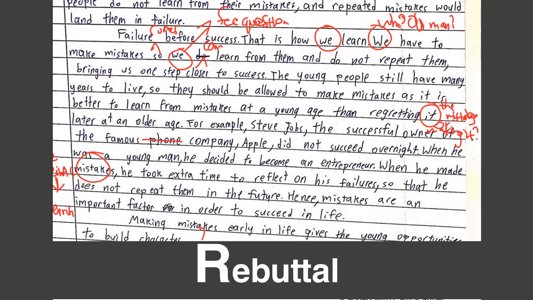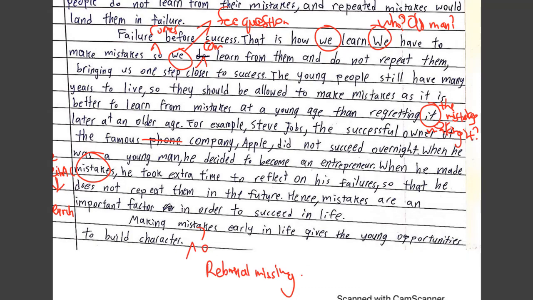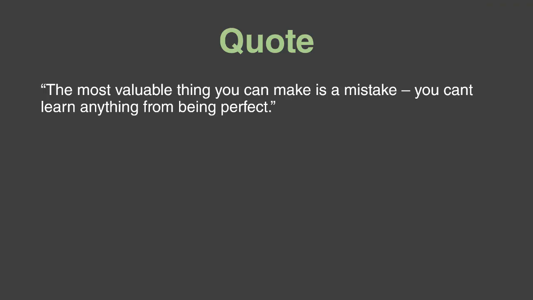Making mistakes early in life give the youth opportunities to build character. It's a positive point. There's no rebuttal at all. So my question, where is the rebuttal? Let's move on. So you're supposed to write 2 paragraphs. One is on supporting, the other one is on rebuttal.